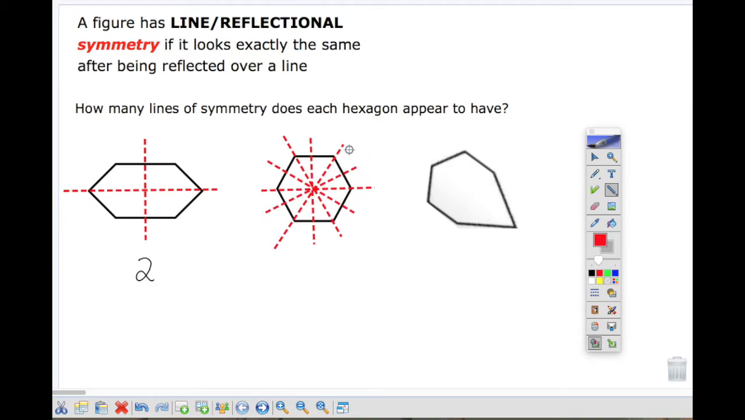That is a lot of lines of symmetry. There's 1, 2, 3, 4, 5, 6 lines of symmetry. Notice that a hexagon, which has 6 sides, has 6 lines of symmetry. This is what's called a regular hexagon, which means all of the sides are congruent. So since there are 6 congruent sides, there are 6 lines of symmetry.